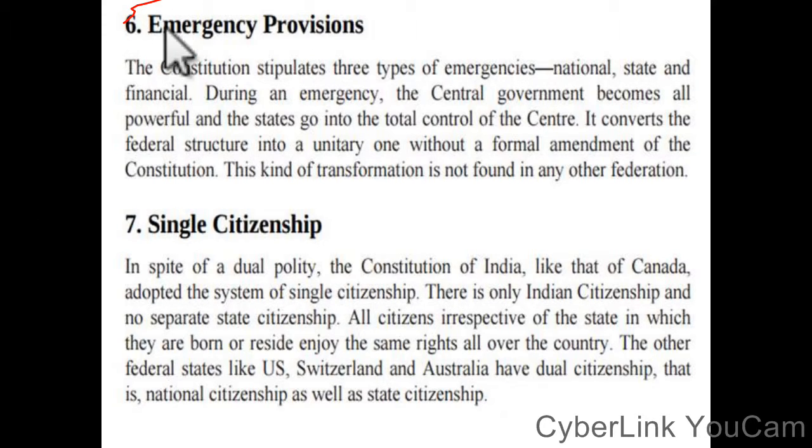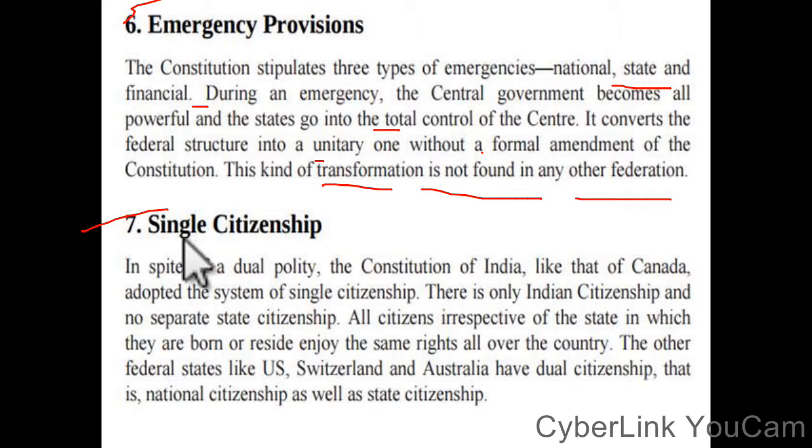Emergency provisions. The Constitution regulates three types of emergency: national, state, and financial. During an emergency, the center becomes all-powerful, and the states go into the complete control of the center. It converts the federal structure into a unitary one without a formal amendment of the Constitution. This kind of transformation is not found in any other federation.